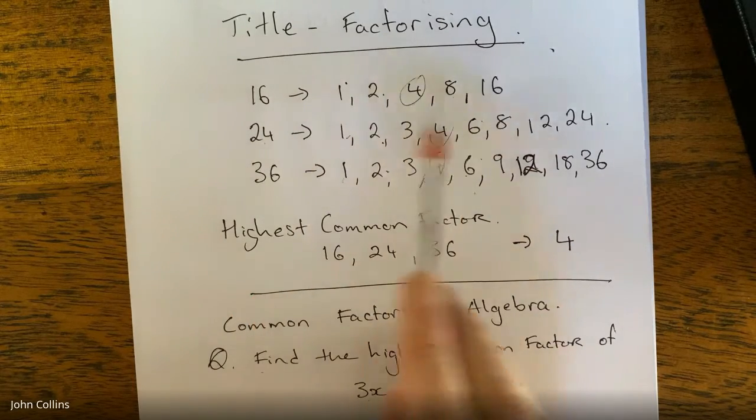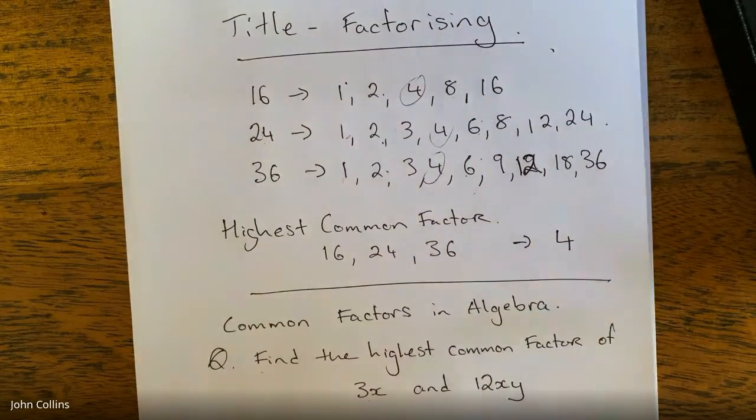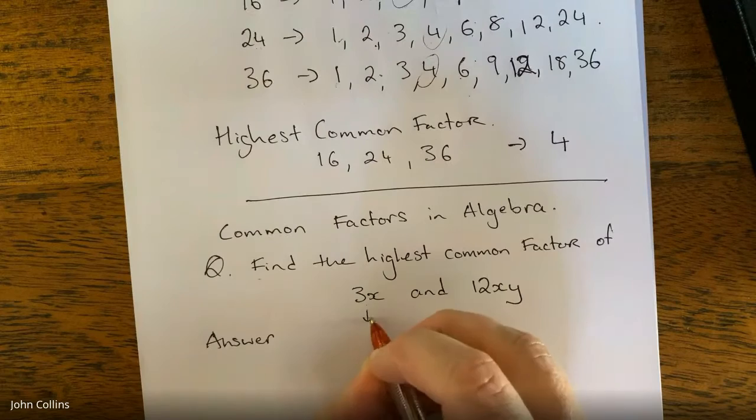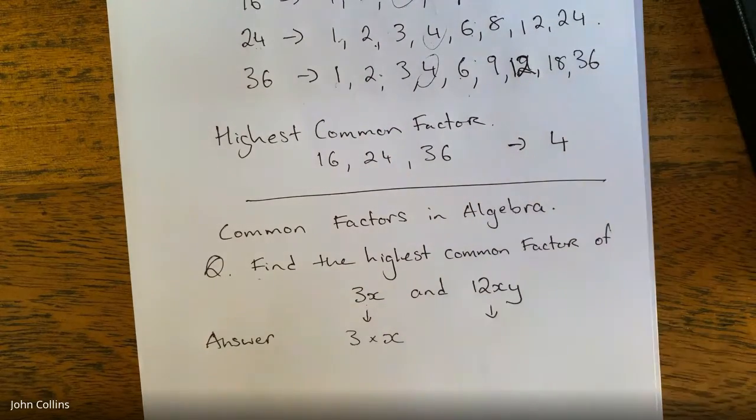24. 4 times 6 gives 24. So something times something gives 24. So if I want, I can break up 3x into its factors. So 3 times x. A bit like 4 times 6 above. Breaking 12 into its factors. So I could do 1 times 12 or 3 times 4 or 2 times 6.